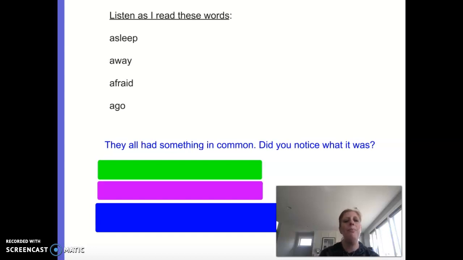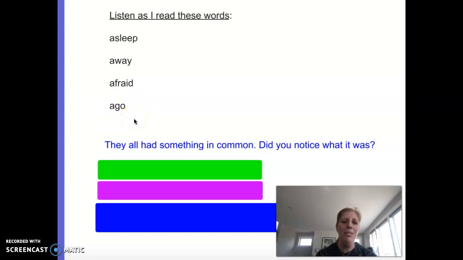Before I tell you what that is, I want to see if you can listen for it and notice it. Okay, so listen as I read these words. Asleep. I think Will is finally asleep upstairs. Away. We threw away the trash. Afraid. She is afraid of the dark. And ago. It feels like so long ago that we got to go to school. So the words asleep, away, afraid, ago.